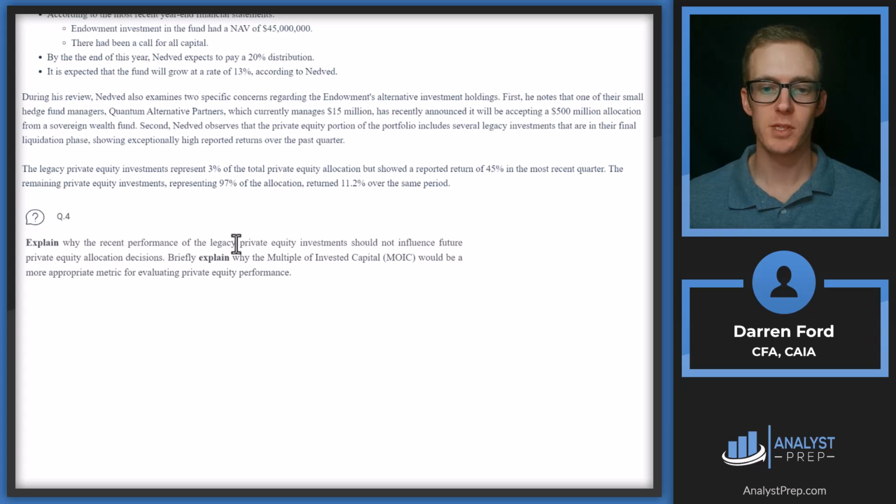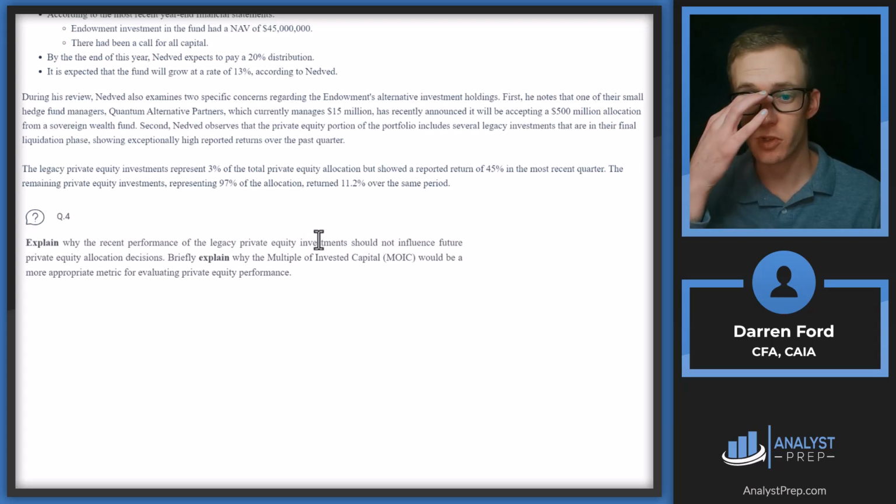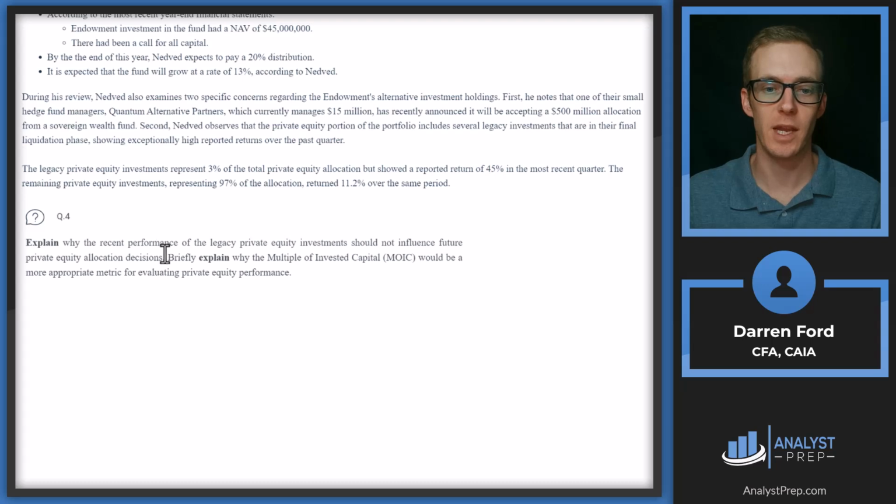Question 4. Explain why the recent performance of the legacy private equity investments should not influence future private equity allocation decisions. Briefly explain why the multiple of invested capital would be a more appropriate metric for evaluating private equity performance. All right, so we read part of this previously, but let's reread it.